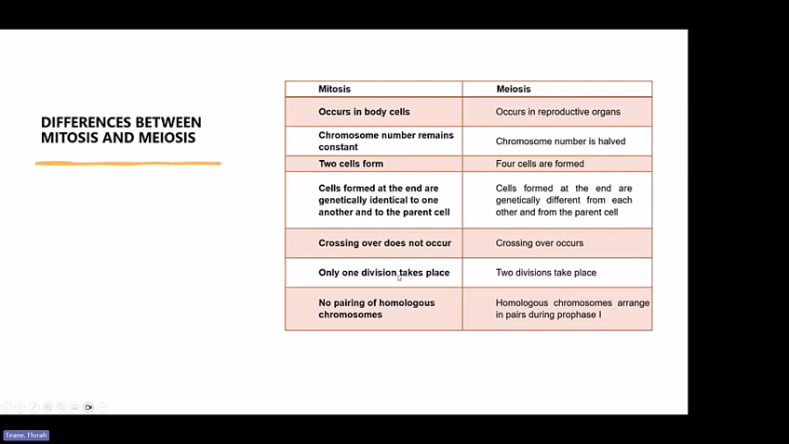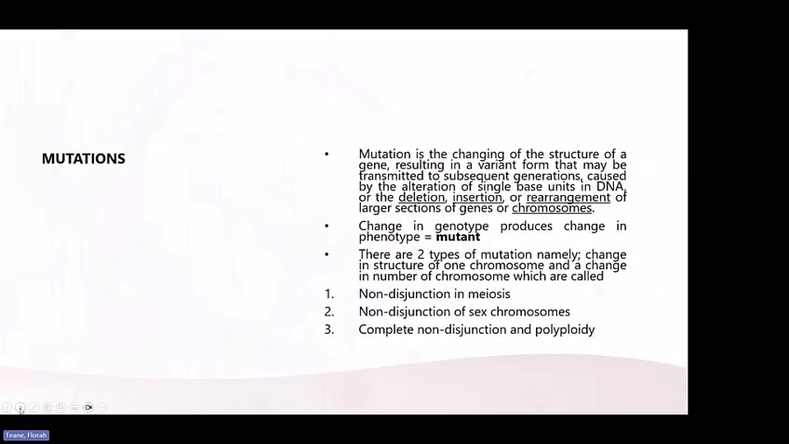Mitosis has only one cell division, but we have two stages of division in meiosis called the first and second meiotic divisions. During mitosis, chromosomes are not paired, meaning we don't have homologous pairs of chromosomes, but during meiosis, in prophase 1, chromosomes are being paired.